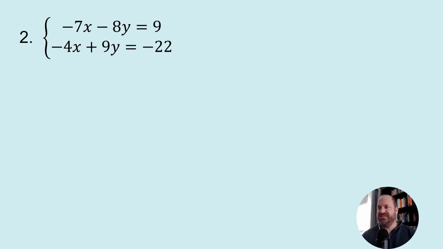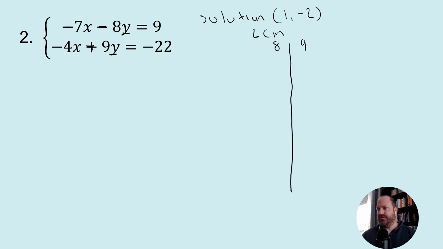So here we are, we've got the same example. We know our solution should be 1, negative 2 from the work we previously did. In the previous method of solving, we eliminated our x values. When I solve this time, I want to eliminate the y values. So again, we want to find the least common multiple for our y values. We notice this may be a little bit easier because these signs are already opposite. We have a negative here and a positive here. So we just need to find our least common multiple for 8 and 9.